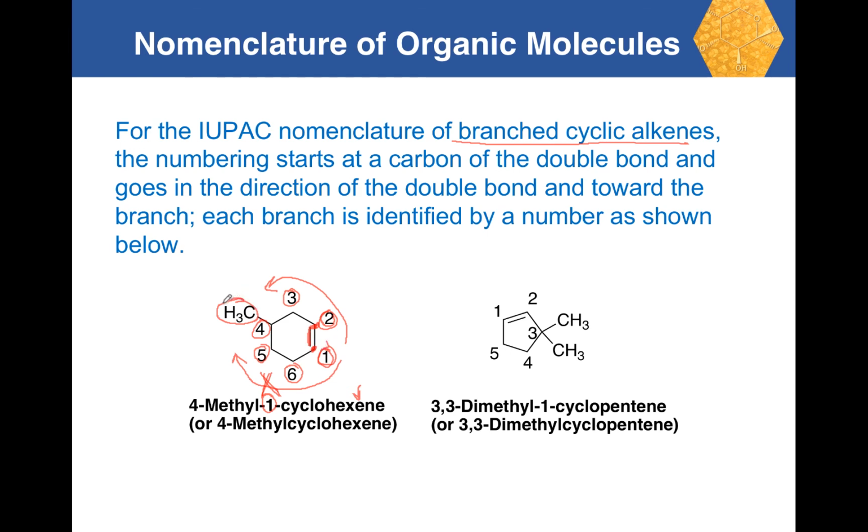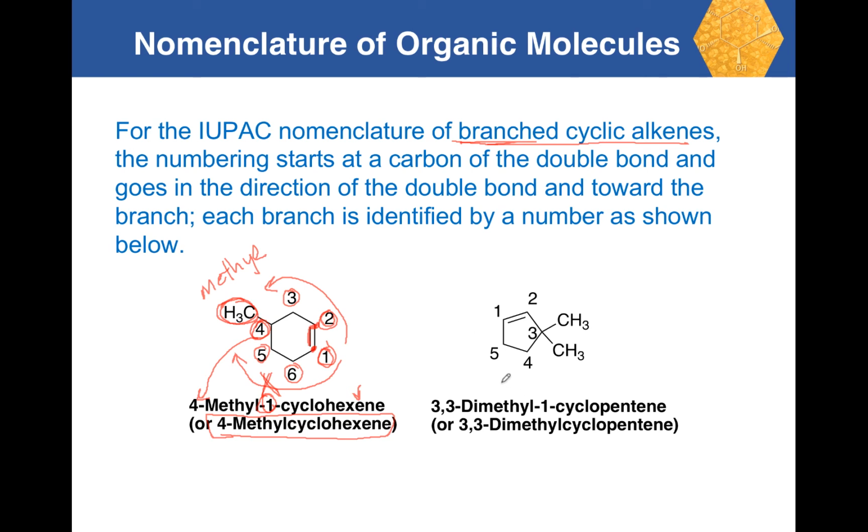But more important is that this methyl group here is in position number 4. And here's that 4. So you will have to indicate the location of branches. So notice here you can include the 1, or you can exclude the 1 as shown here. Either one is acceptable. Either name is acceptable.